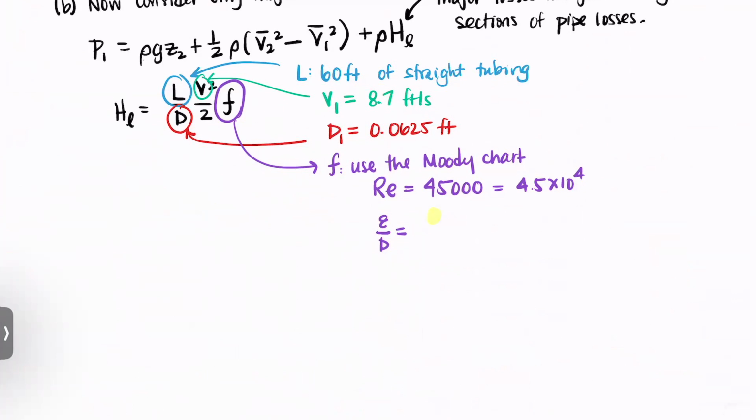So this is 0.0025 millimeters. And then our diameter is 0.0625 feet. Be very cautious about these units, okay? You're going to have to convert one of these into the other in order to do this division. All right, and when you do that, you end up with 8 times 10 to the minus 5.